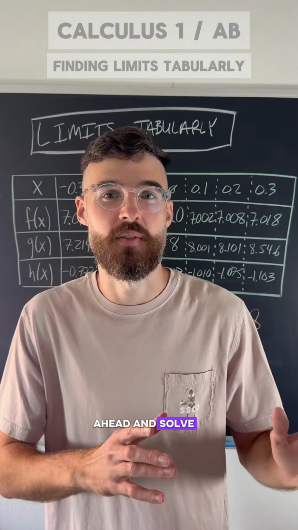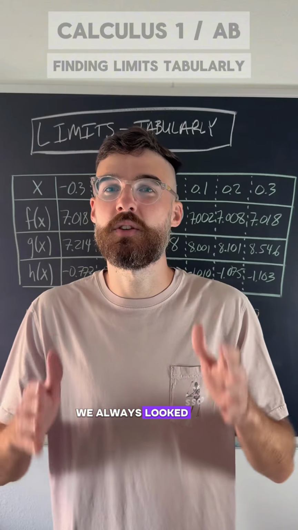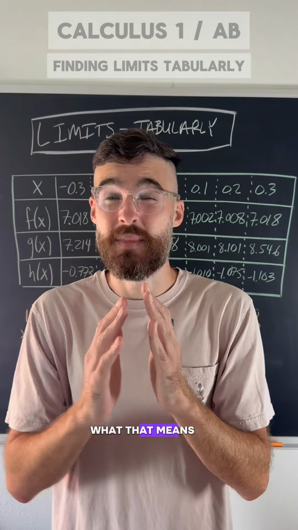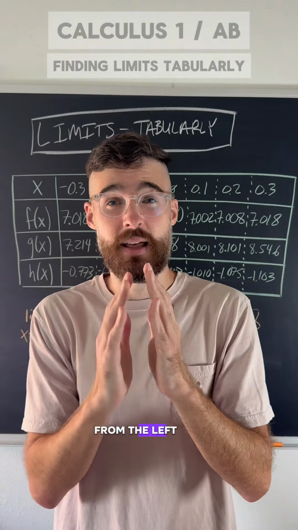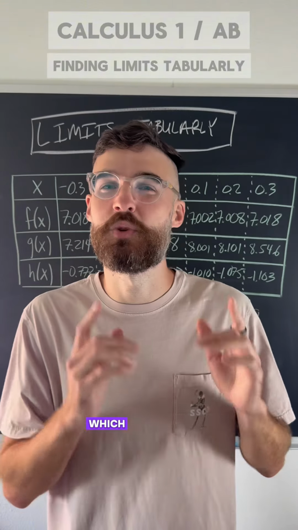There you have it. That's how we would go ahead and solve a limit tabularly. Note that whether we were finding a limit tabularly or graphically, we always looked from both sides of the point. What that means is we always looked at what happens as I approach from the left side and what happens as I approach from the right side. This leads us into the idea of one-sided limits, which we'll look at in our next video.